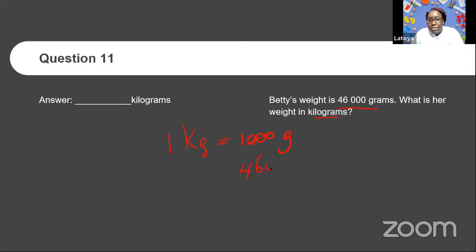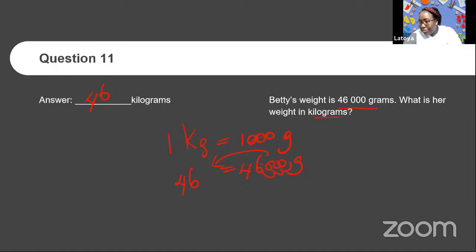So we have 46,000 grams and we want to change this to kilograms. What do we do? We have to divide. If we're going from grams to kilograms, we have to divide by 1,000. Now it's very easy to divide by 10, 100, and 1,000. When we divide by 1,000, we simply shift our decimal point to the left, 3 times. So that's 1, 2, 3. So we are getting 46 kilograms. Do you all agree with me?